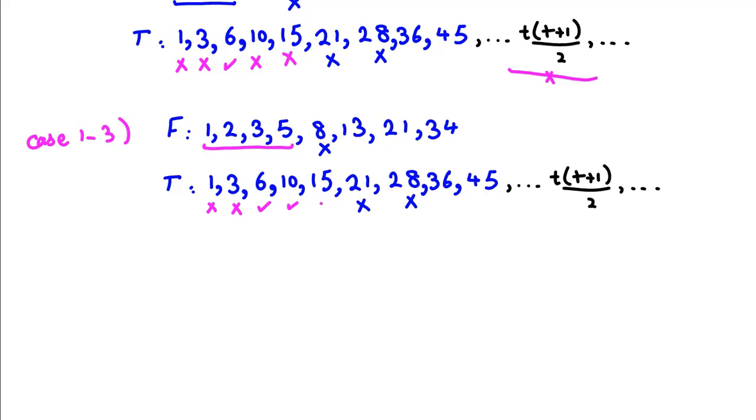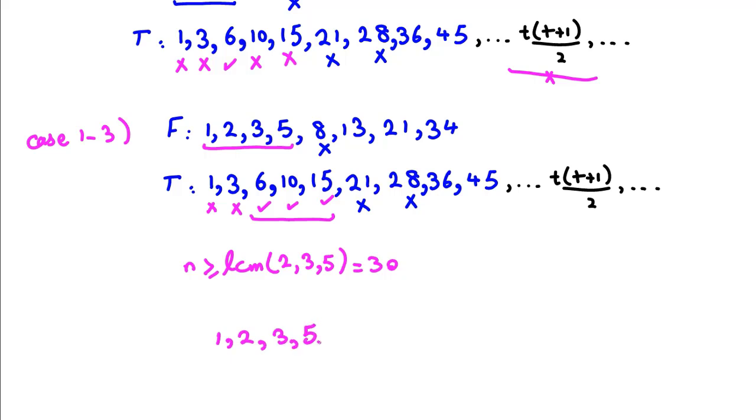What about 15? 15 is a divisor because n is a multiple of 5 and 3, and n is greater than or equal to the LCM of 2, 3, 5 that we've written here. So it is at least 30. So we should select also 15. Now, it seems that 30 is a good number. Why? Because if you write the divisors of 30, they are 1, 2, 3, 5, 6, 10, 15, 30.